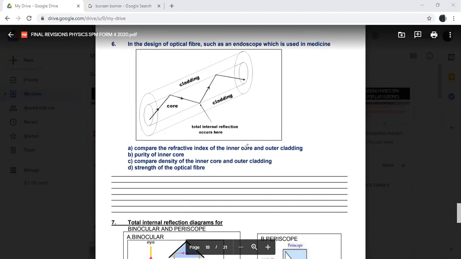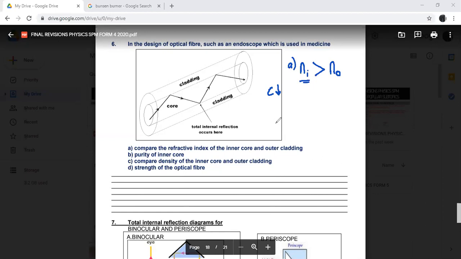The question here: compare the refractive index of the inner core and outer cladding. The refractive index of the inner core should be bigger than the refractive index of the outer cladding. The reason is that when the refractive index is bigger in the inner core, the critical angle produced in the inner core will be smaller. The light ray can easily undergo total internal reflection.